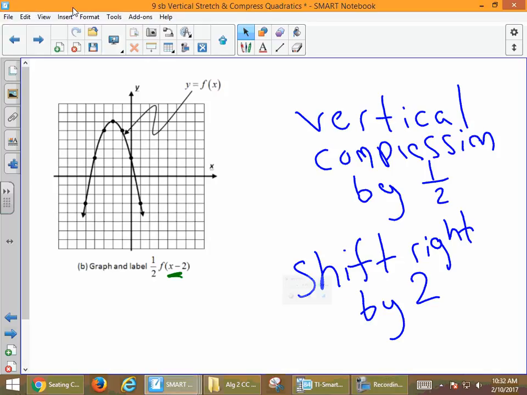And so for this function, we should have done the same thing we did with the last one. We take each point and we multiply it by 1/2. Then we shift to the right by 2. So we have -2, 3, and we're going to go 1, 2 to the right. And so our new point is 0, 3. And we would do that for each point. And when we get our new function, that's vertically compressed by 1/2, and then shifted to the right by 2.